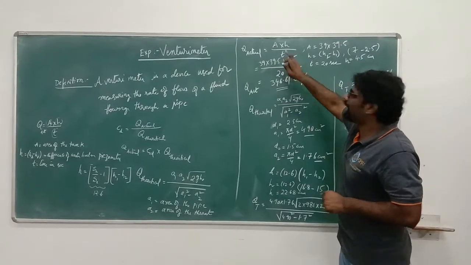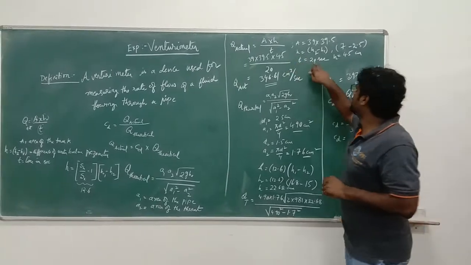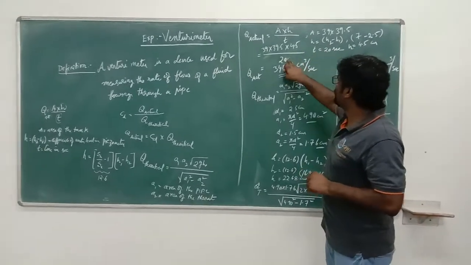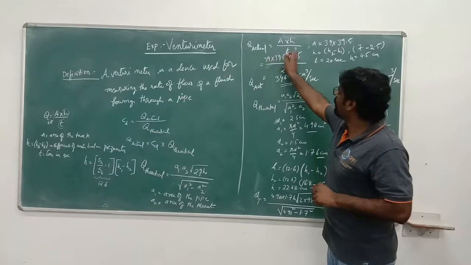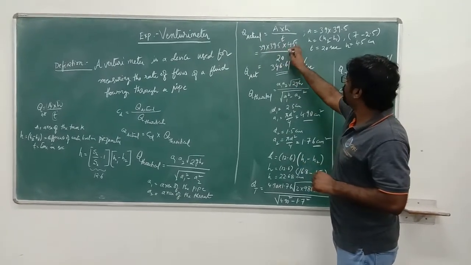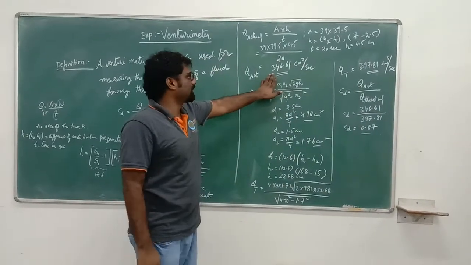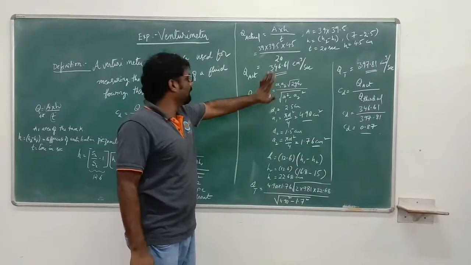And T, we have allowed the water to flow into the tank for 20 seconds. So the T value we have mentioned is 20 here. So from this formula you will get the Q actual, that is 39 into 39.5 into 4.5 by 20. So this gives the Q actual, that is 346.61 centimeter cube per second.